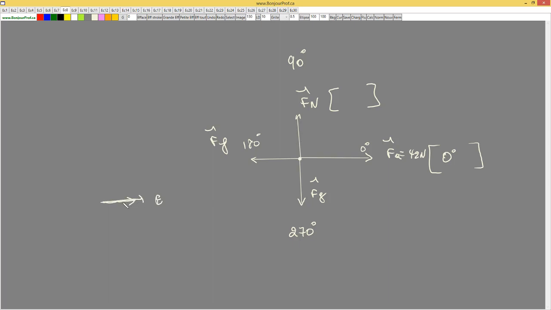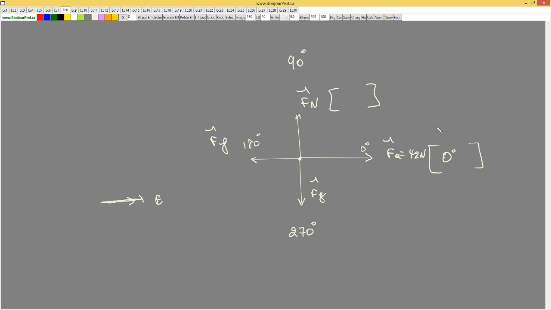So what is the angle between the east and the vector? They are one on top of the other. So what will be the angle? 0. That's what I put here. When the force is on the east, the angle is 0 degrees. There is no angle between them. You understand?